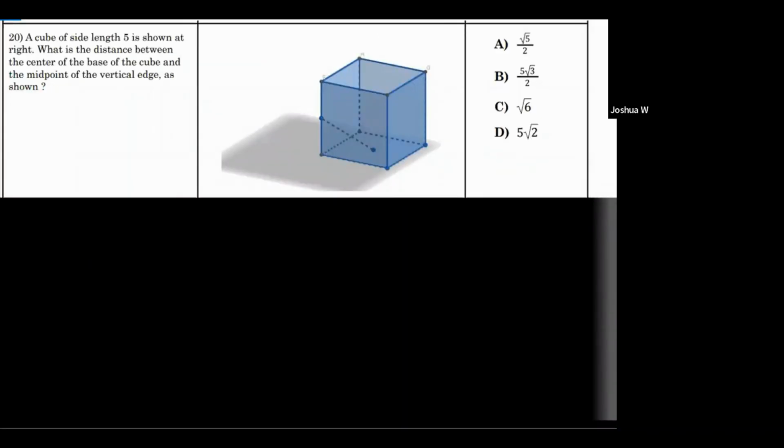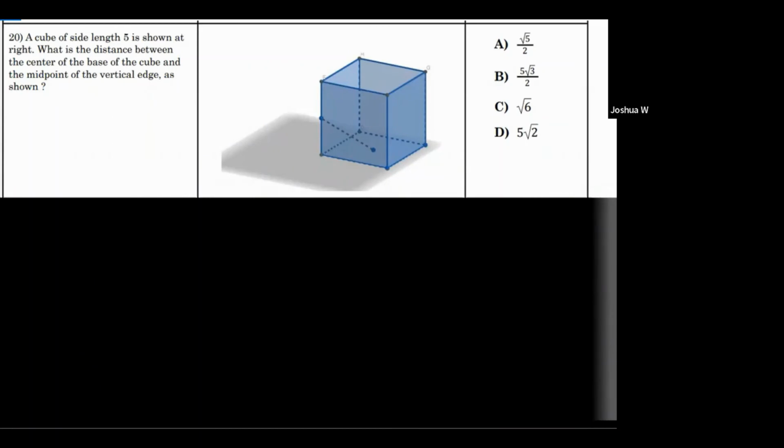The last example is a 3-dimensional example where we use the Pythagorean theorem. This question is from the class worksheet, number 20, and says, a cube of side length 5 is shown at the right. What is the distance between the center base of the cube and the midpoint of the vertical edge as shown? Well, I explained to class, what if I had a work box that you have to put your papers in, like when you're done with a quiz or a homework or an exam? And that's the open box.